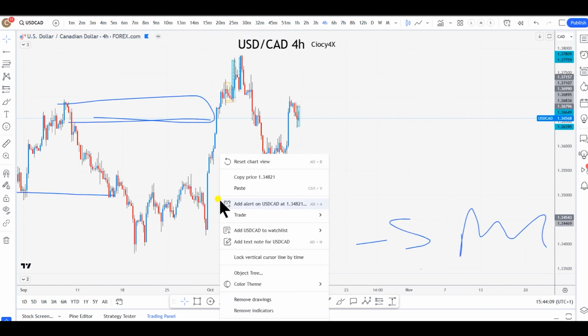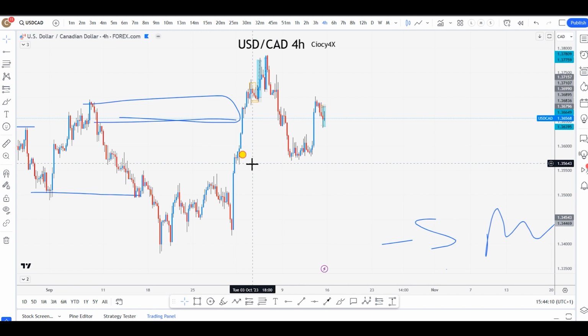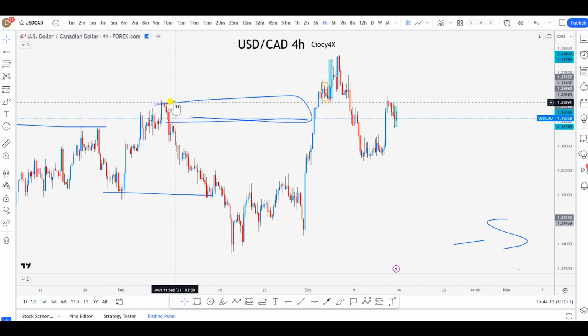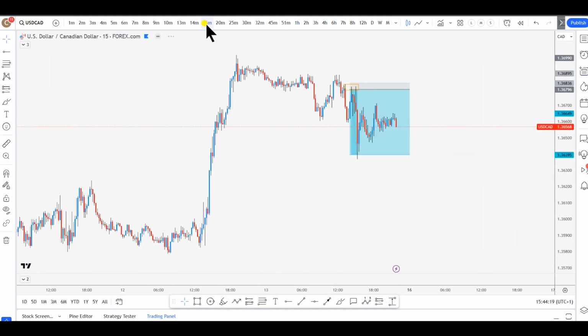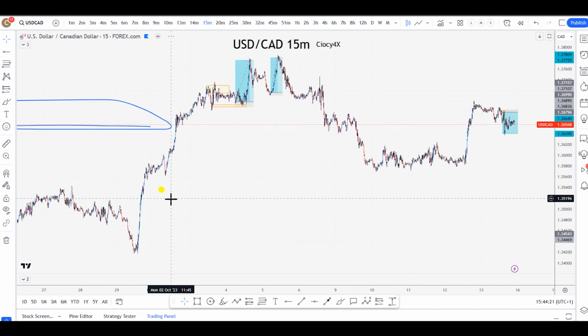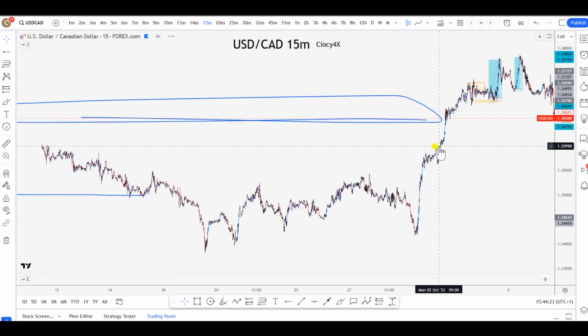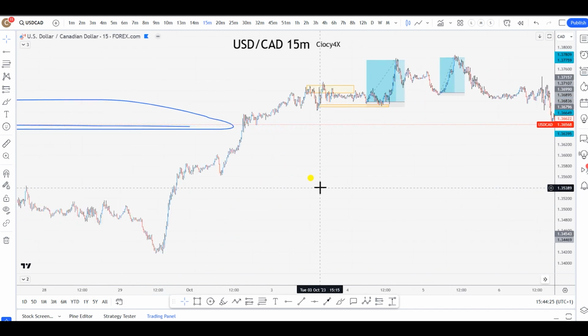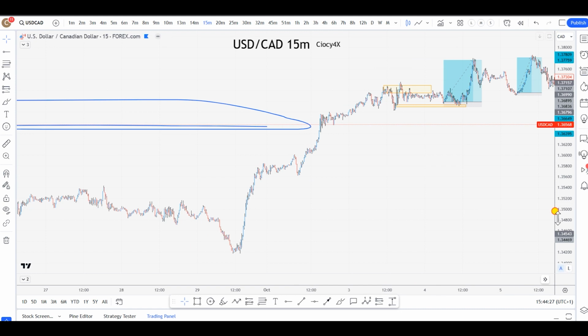While me, if I trade structure and supply and demand, I will be looking for a sell from here. But of course, I'm not going to leave a pending order because it's a 4 hour, right? So I'll go to 1 hour, 15 minutes and see what is actually going to happen when price reaches that level. And as you guys can clearly see, this is pretty obvious.